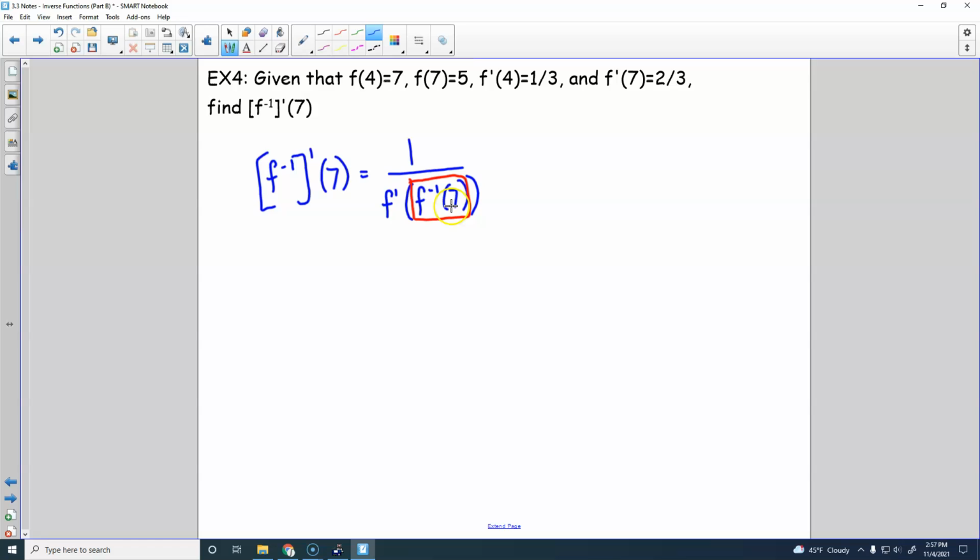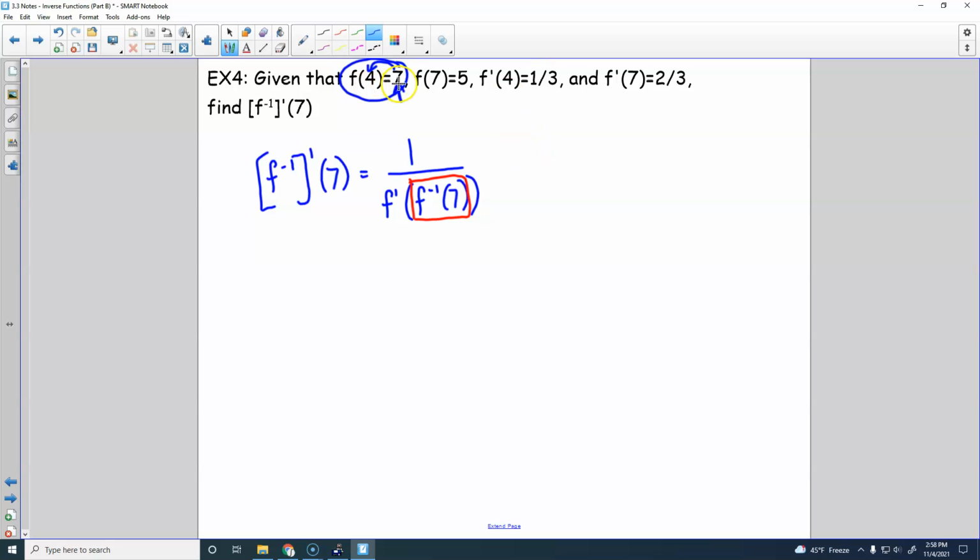All right, so F inverse of 7. What is F inverse of 7? These are primes, right? These are primes, not negative ones. It is 4. Because right here, our y coordinate is 7, so the inverse would take us to 4. So F inverse of 7 is 4.